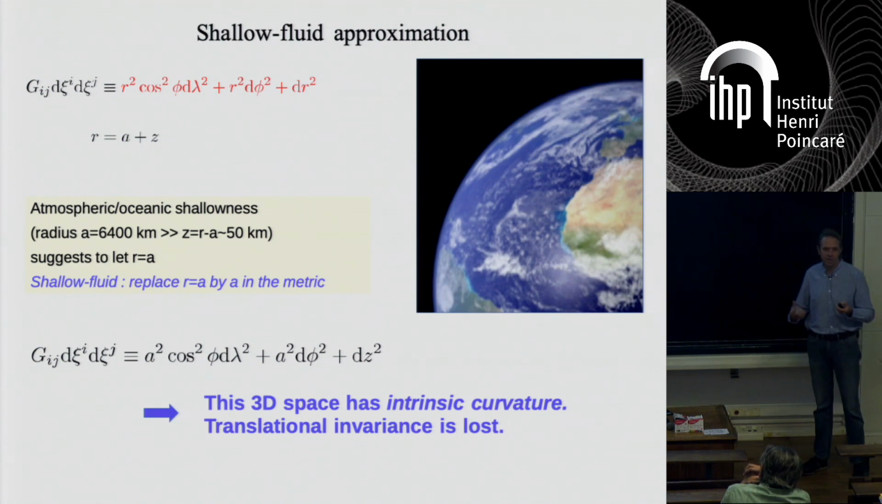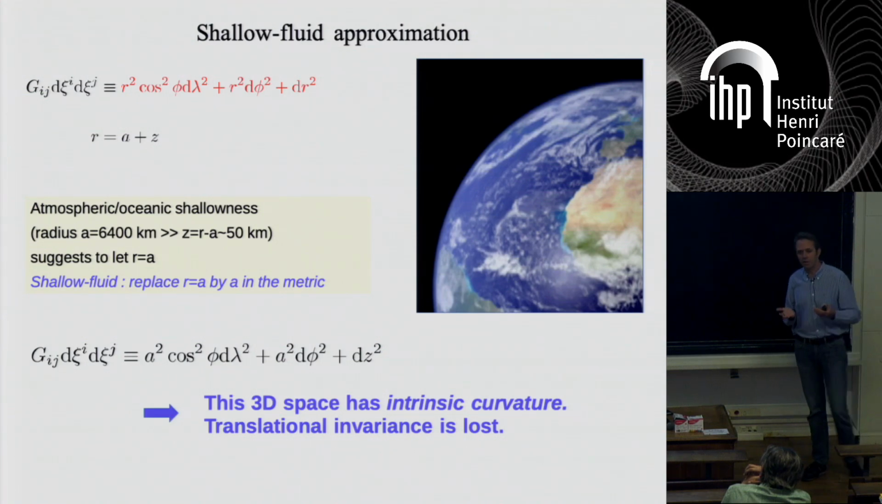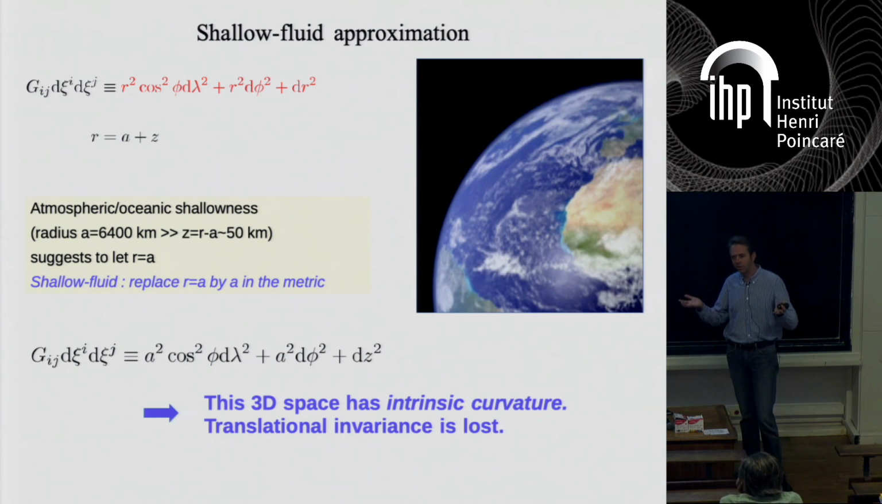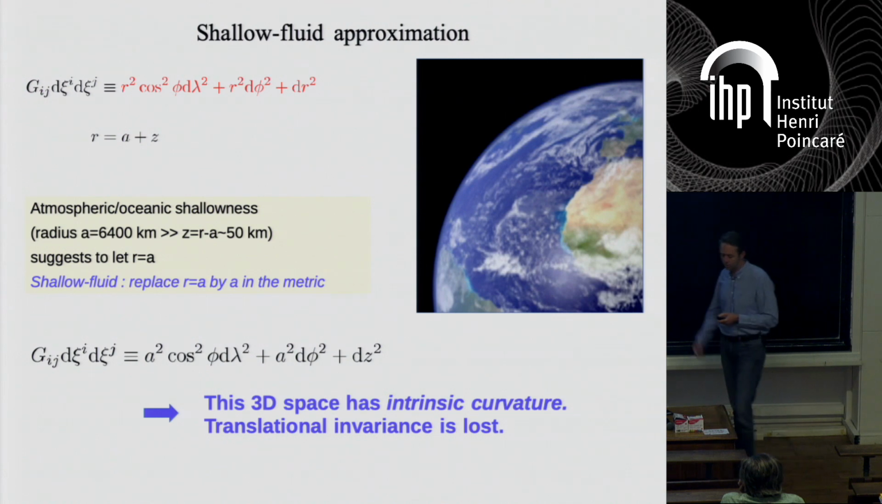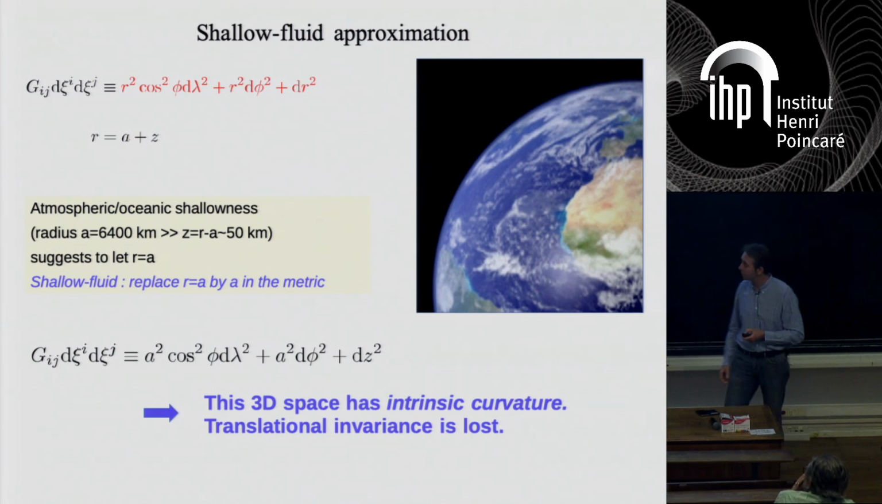So this is a three-dimensional space with curvature, with intrinsic curvature. And also you don't have any translational invariance anymore. So your space is not the flat space that Newton was living in, right? Where you have homogeneity of space. This is lost here.